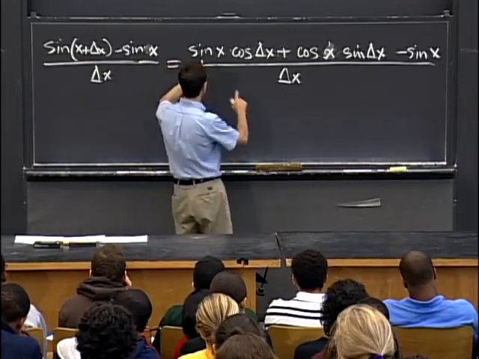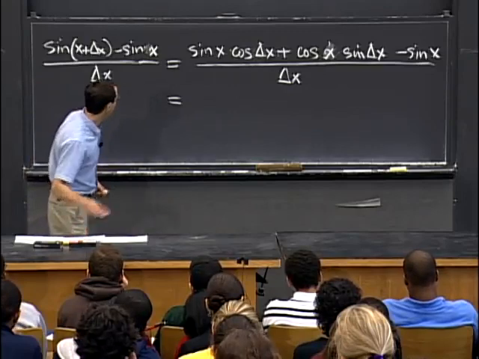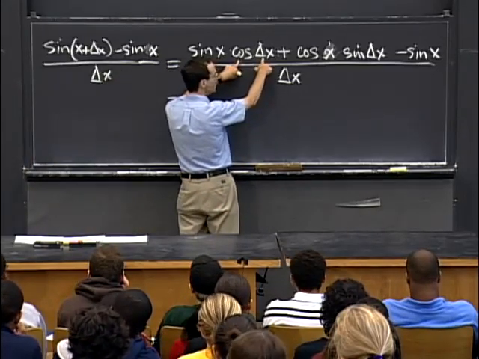So I claim that the right thing to do here is to notice, and I'll just point out this one thing, is that when delta x goes to 0, this cosine of 0 is 1.